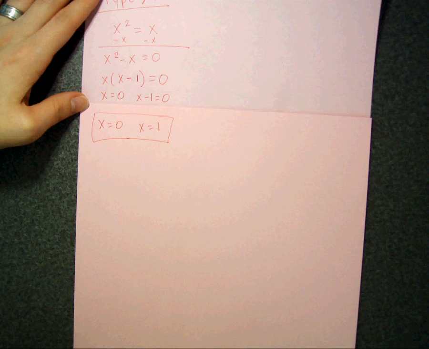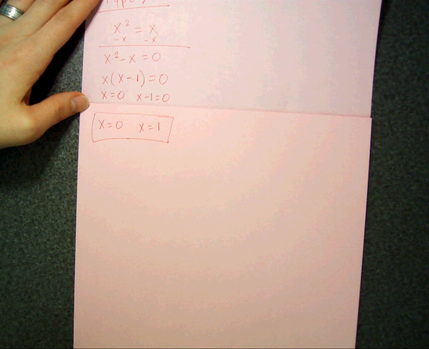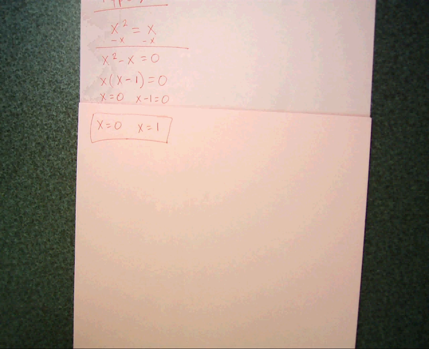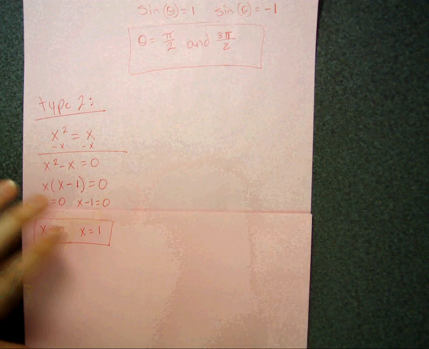The first one is already solved, x equals 0, so that's it. The second one, to get x all by itself, I'm going to add 1, so I get x is equal to positive 1. And those are my solutions.